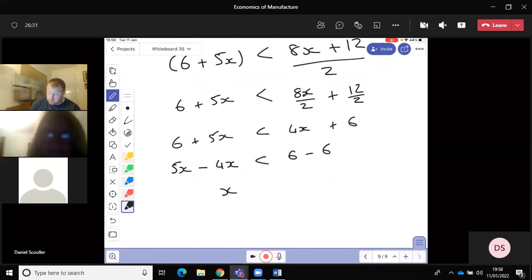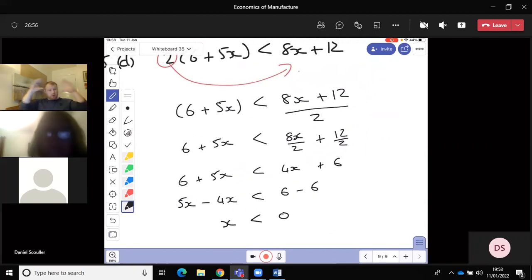X is just going to be less than 0. Don't be scared of a 0. We use negatives all the time. That's all that's saying. It's just a negative number, so x has to be a negative number. But that's how you deal with brackets. Don't be scared of brackets. Just remember, we need to clear everything outside it, move it across, and then sort of tidy it up that other side.